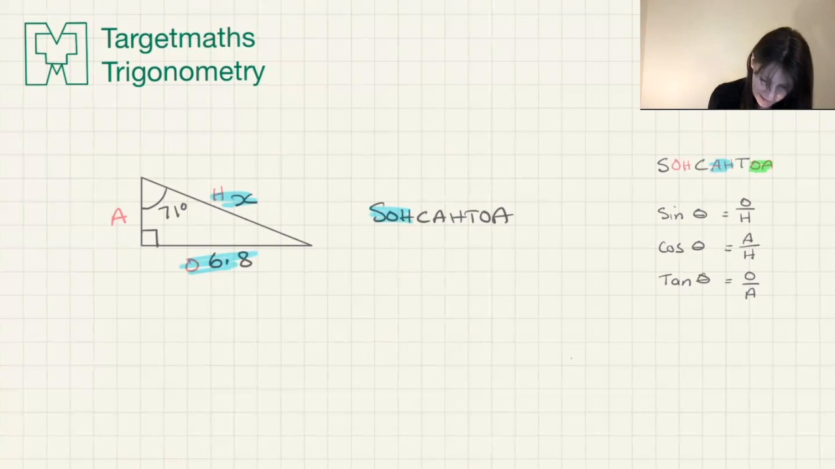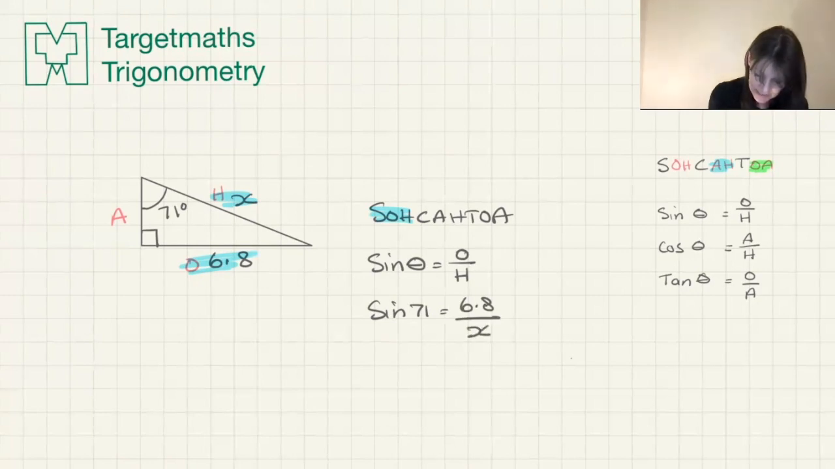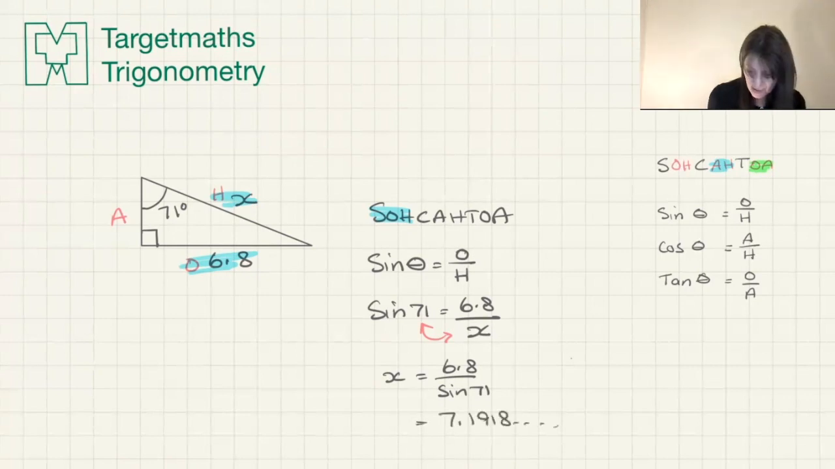Okay, so sine has been selected. And we've got sine 71, opposite 6.8, H is labelled X. X is the denominator, so we're doing a switch. So X will equal 6.8 over sine 71. Pop it in your calculator, and you get 7.1918, and on it goes.